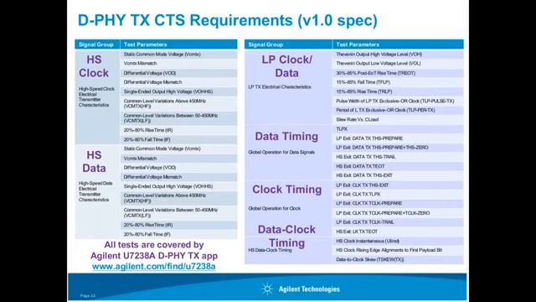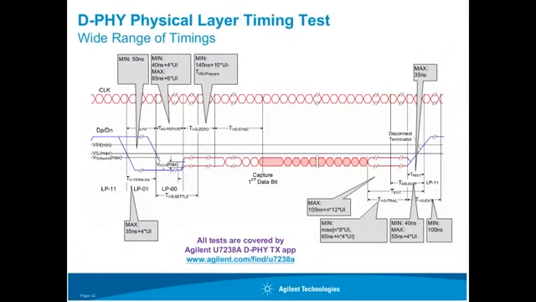So if you look at the list, this is a pretty huge list. And Agilent does provide the D-PHY application that can automate all these measurements. This is by far the more efficient way to analyze your design than making all these measurements by hand.